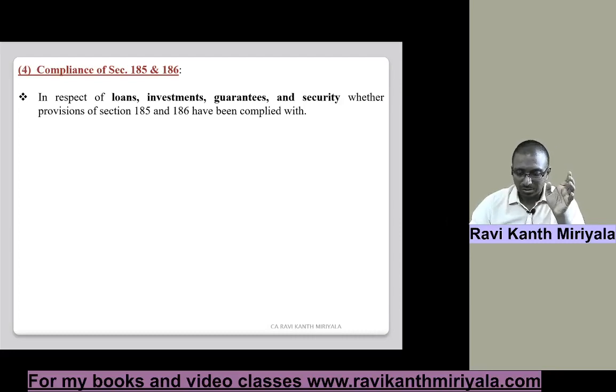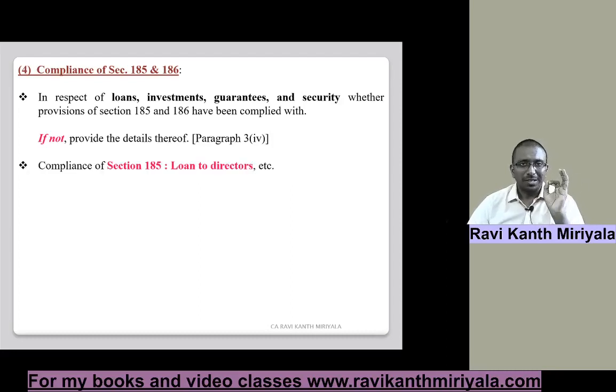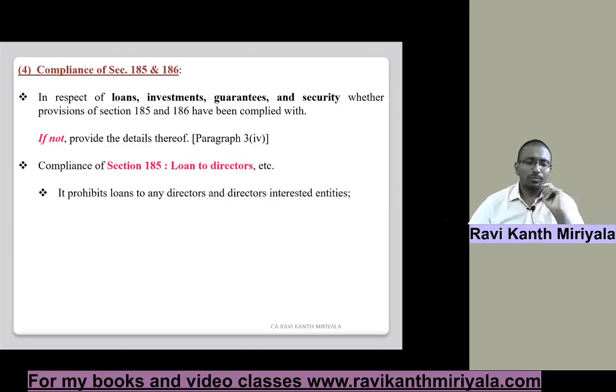With respect to section 185, if they have not complied, then we have to report it. Compliance of 185 talks about loans to directors and interested parties, basically. The 2013 Act prohibits giving loans to directors and interested parties, but with a few exceptions. Under exceptional cases, they can give the loan. It prohibits loans to directors, interested parties and interested entities.